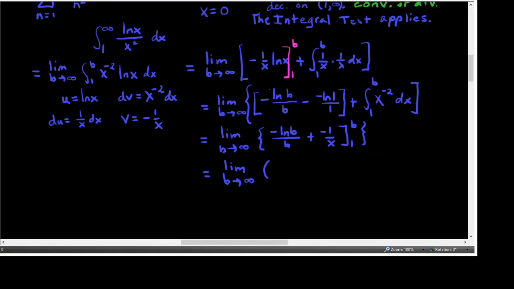Okay, so this is going to be, actually I could have used parentheses in the line above. Oh well. All right, so this is going to be negative 1 over b minus negative 1 over 1. Okay. Let's see.